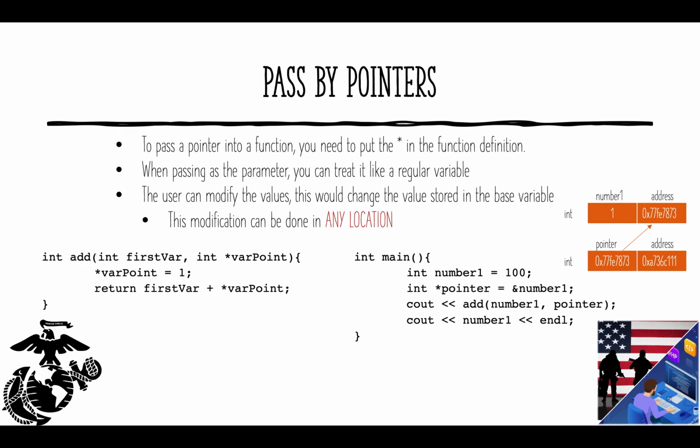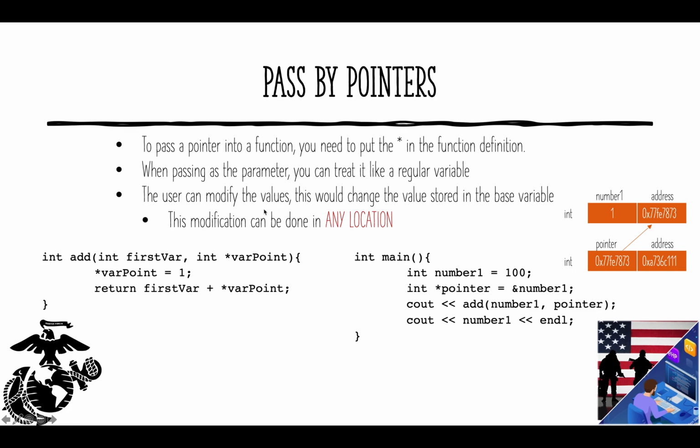Next we're going to talk about pass by pointer. To pass a pointer into a function, you need to use the asterisk in the function definition. That's referring to this location right here. When passing a parameter, you can treat it like it's a regular variable, and that's referring to this location right here.